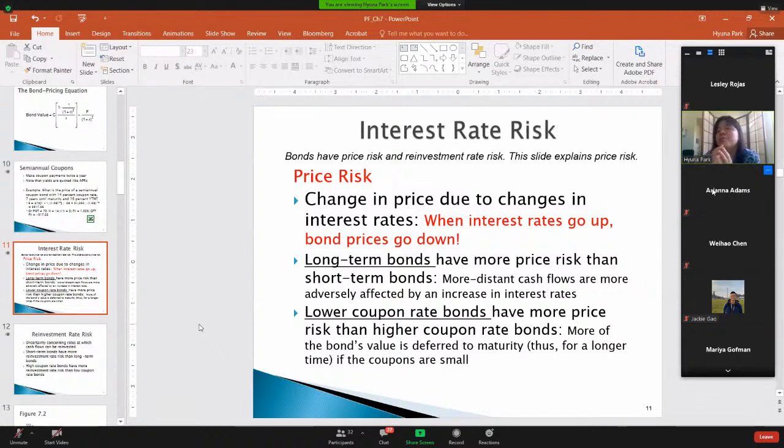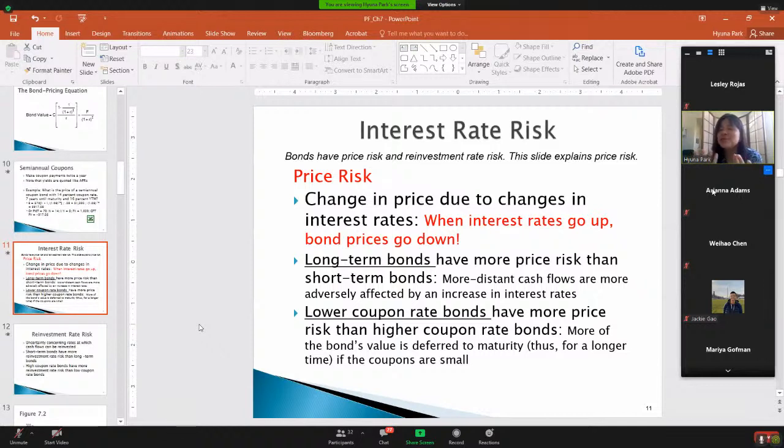Going back to the numerical example I presented to you, suppose you paid $1,000 for a bond because the bond was trading at par, as the coupon rate and yield were the same at 6%. But after you purchase the bond, rates go up, which means the bond price drops.